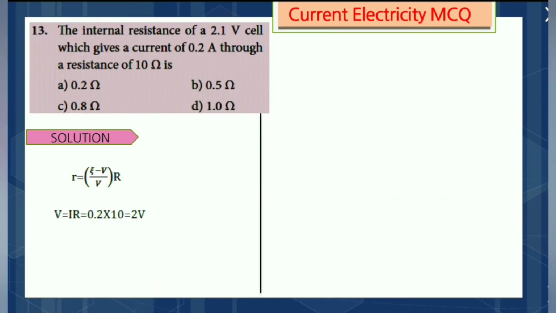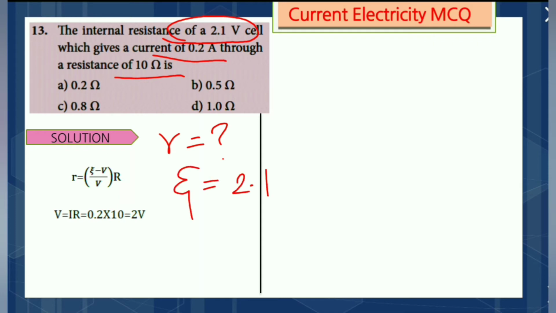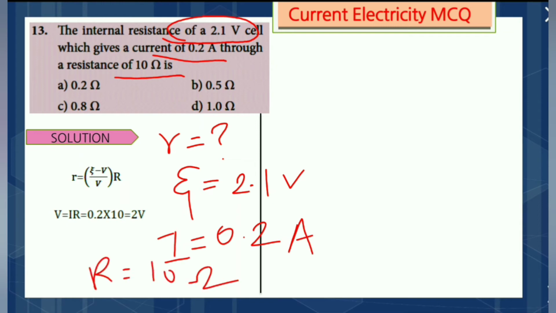Question number 13. The internal resistance of a 2.1 volt cell which gives the current of 0.2 ampere through the resistance of 10 ohm is. அதாவது என்னன்னா ஸ்மால் ஆர் வேல்யூ நம்மளுக்கு கேட்டிருக்காங்க. இதில் கிவன் டேட்டா யாருன்னா இந்த 2.1 அப்படின்றது EMF, 2.1 volts, current I is equal to 0.2 ampere. The resistance in this case is equal to 10 ohm. நம்மளுக்கு என்ன கேட்டிருக்காங்கன்னா internal resistance small r கேட்டிருக்காங்க.